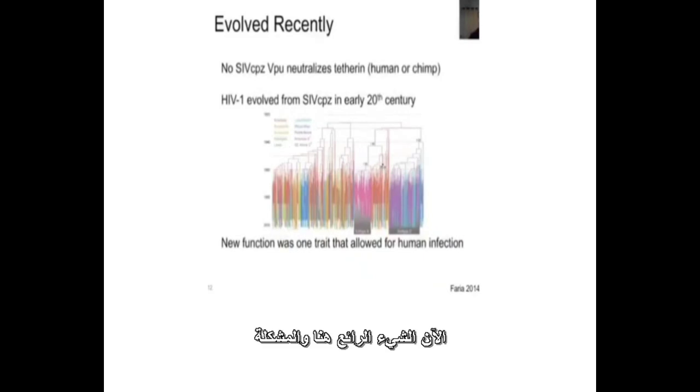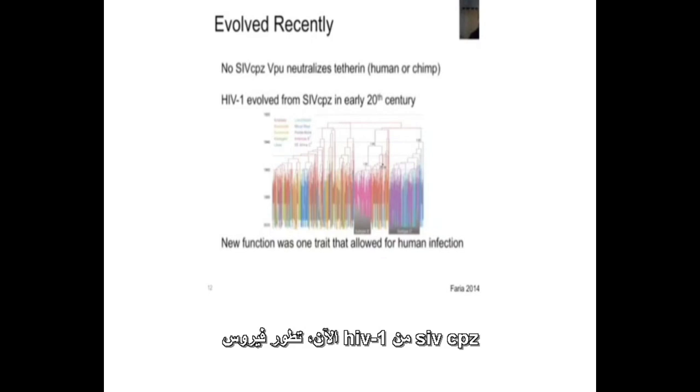Now, the cool thing here, and the problem for Michael Behe, is that this trait evolved recently, like in the observable past. There are no variants of SIV-CPZ, that's SIV chimpanzee, which is where HIV-1 group M evolved from. There's no variants of that virus or that viral VPU that neutralizes tetherin, whether human tetherin or chimp tetherin. It just doesn't do it.